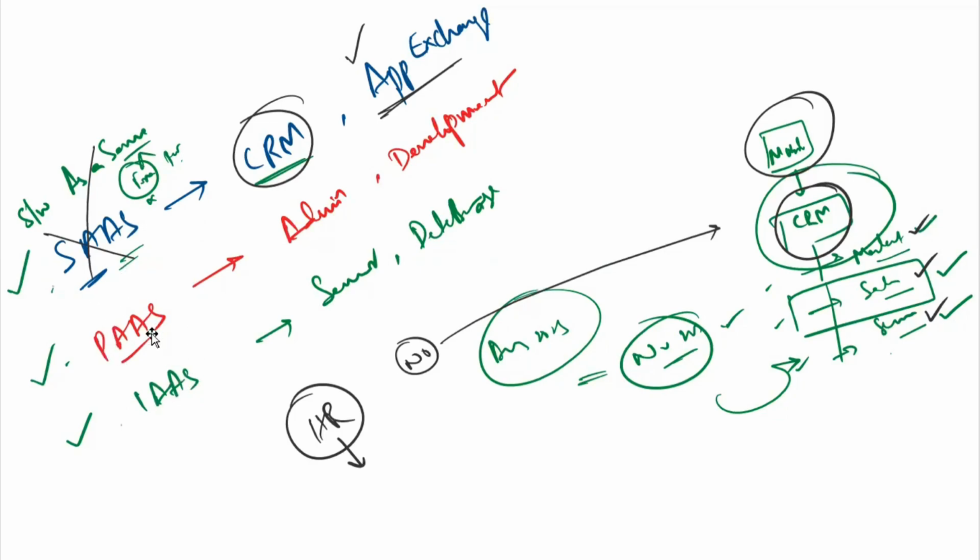Then comes platform as a service. Why do we have platform as a service? The CRM is already there, the App Exchange is already there, everything will be available in the App Exchange, a lot of applications. Simply you can install them and use them.